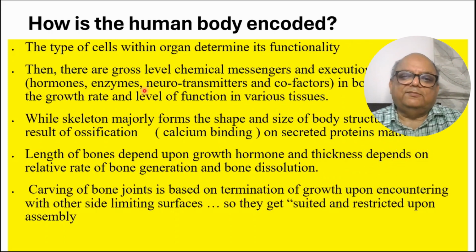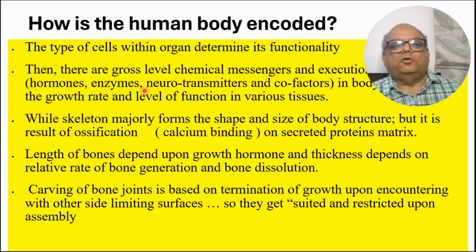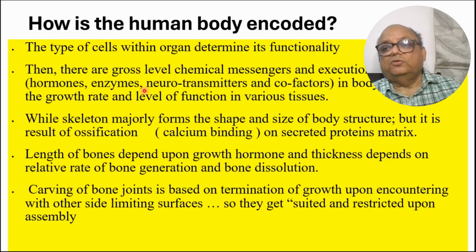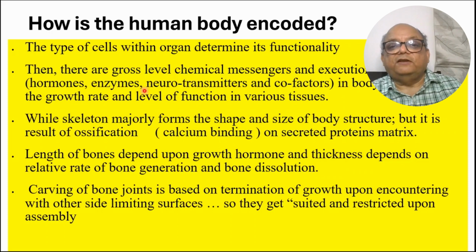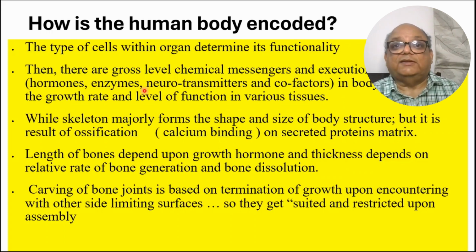So for carving of bone at a joint, when the bone keeps on growing and comes to another matching bone, the growth terminates and it starts matching the surfaces, so that you have a bone carving function at the joints. So all the information about the geometry of the joints is not stored pixel-wise. They get suited upon restriction while in the process of assembly. So it's all the growth dynamics that determines everything. It's not so that the entire map is stored in genetics just like that.